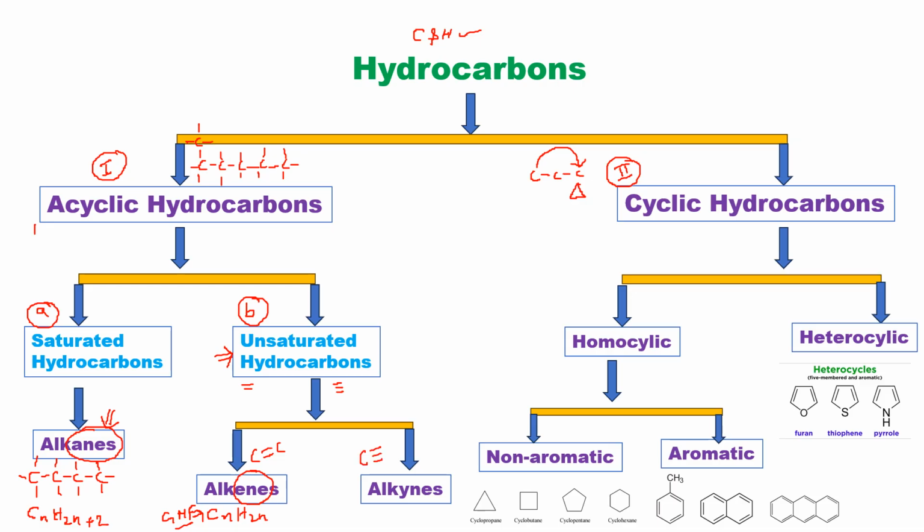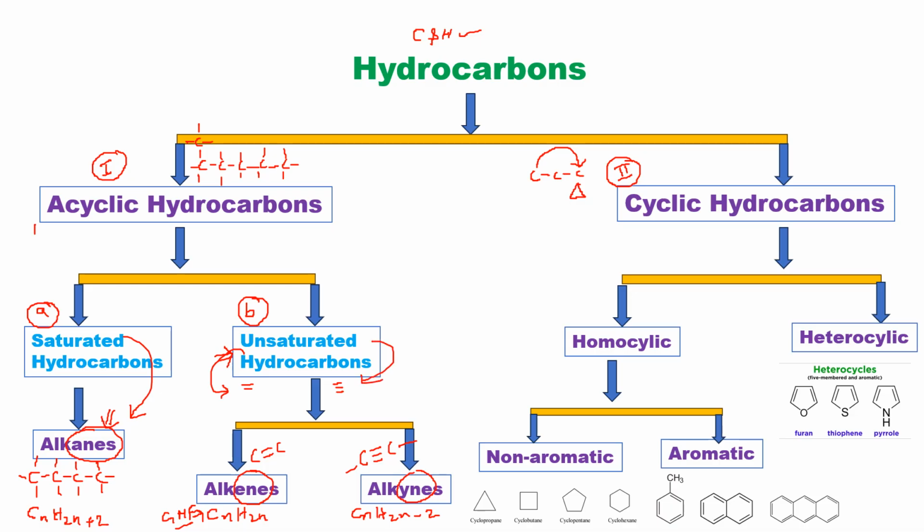Then what about alkynes? It contains a carbon-carbon triple bond. A compound made up of a carbon-carbon triple bond, we call alkynes. Alkynes, alk plus yne, Y-N-E. Yne is nothing but a triple bond. We can say a compound which obeys the CnH2n minus 2 rule is an alkyne. So saturated means all are single bonds. Unsaturated means double bonds and triple bonds.